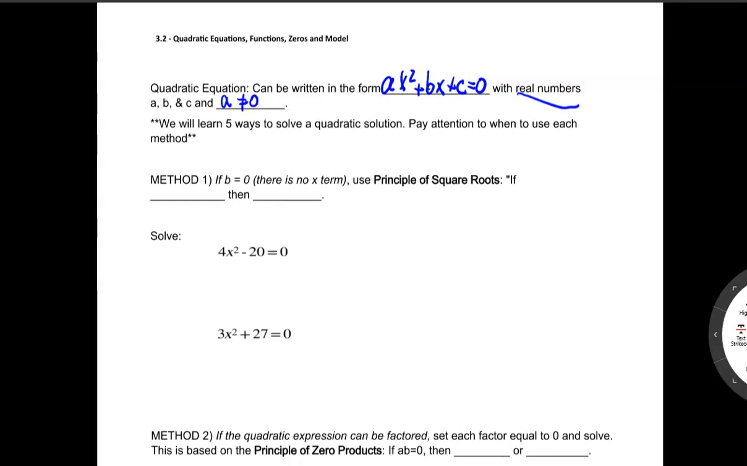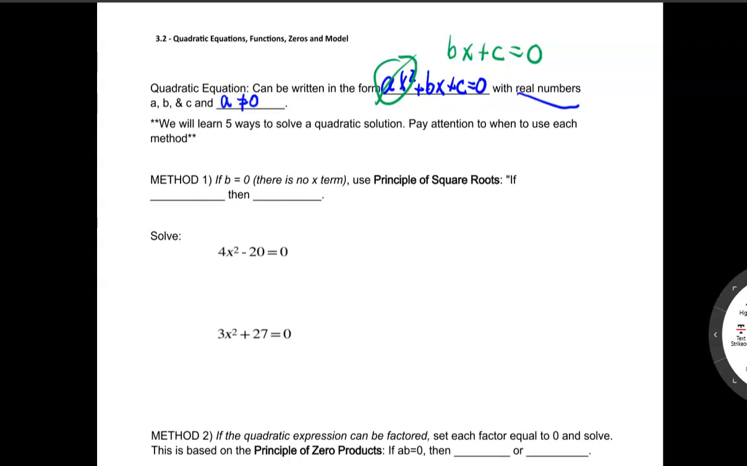Now, why do we say that? What would happen if a was 0? If a was 0, this whole first term right here, we'd have 0 times x squared. It would just go away. And so we would be left with bx plus c equals 0. And again, b and c would be numbers. And that is not a quadratic equation. That is actually a linear equation, and we've already spent quite a bit of time learning about those.